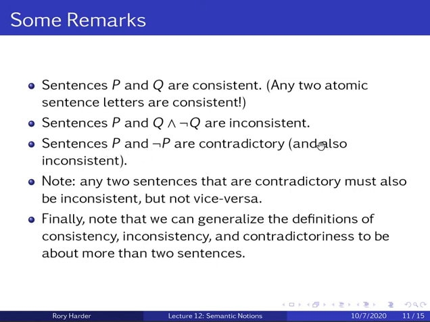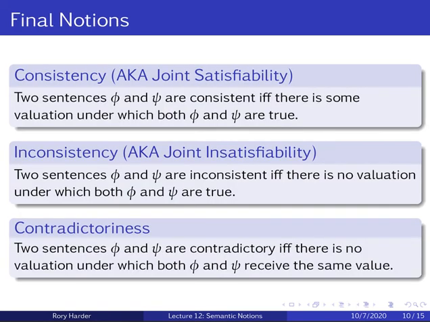But what I have in parentheses here is related to the fourth remark. So P and not P are contradictory. So it's never the case that P and not P have the same truth value. And what that means is that it's also never the case that P and not P are both true. So again, what it means for two sentences to be inconsistent is for it to be impossible for them to both be true. And now contradictoriness says something stronger. It says that it's impossible for the two sentences to have the same value, which means that it's impossible for the sentences to be both true or both false.